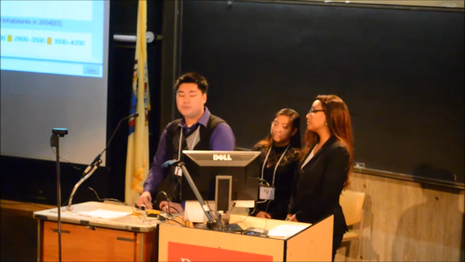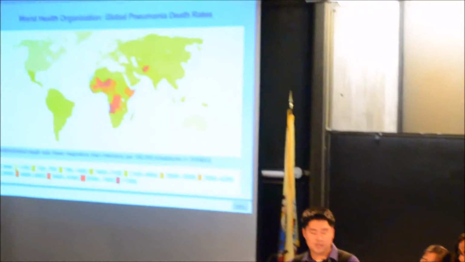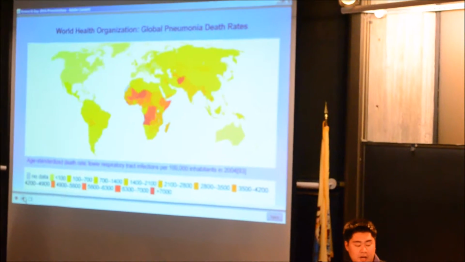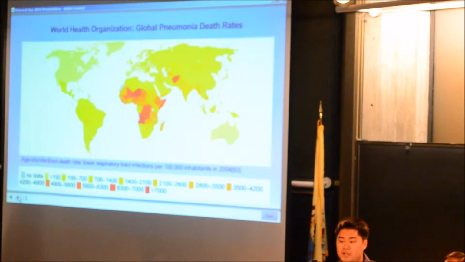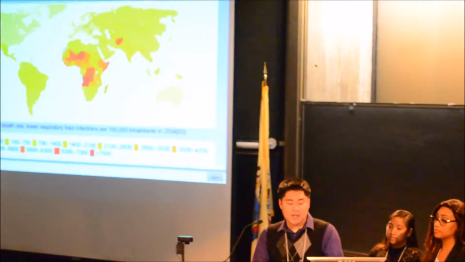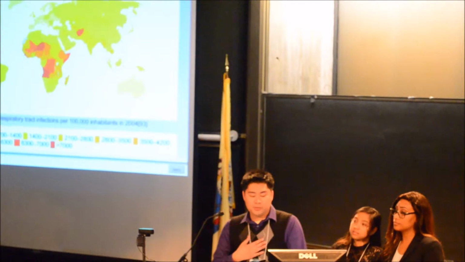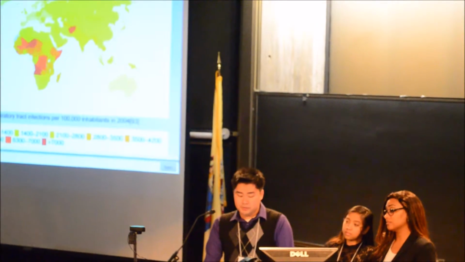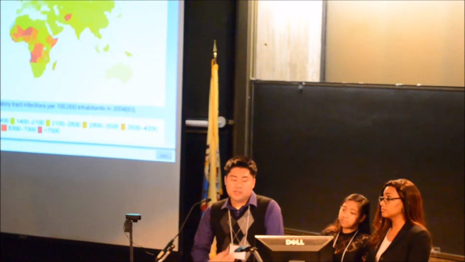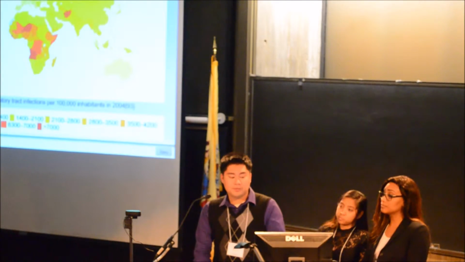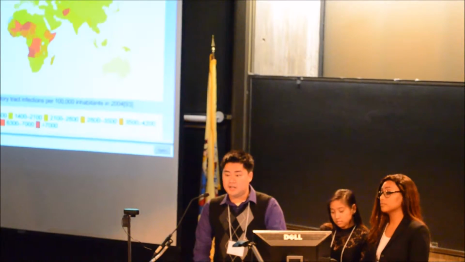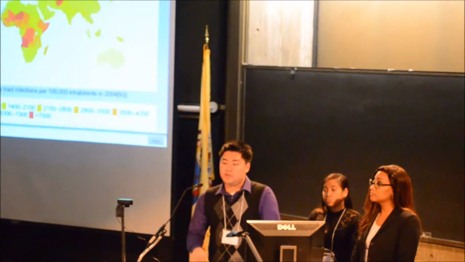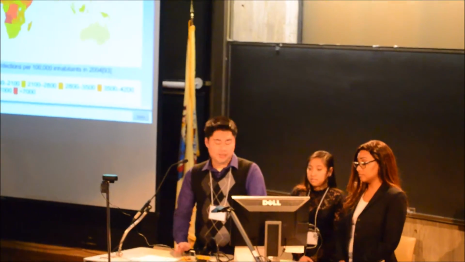So this map is actually from the World Health Organization. It's the global pneumonia death rates, and as you can see here in America, there's less than 100 deaths per 100,000 inhabitants. My country, which is the Philippines, their death rate is actually 1,400 to 2,100 deaths per 100,000 people. The studies that we're referencing came from Egypt, Malaysia, and Thailand. So they're all countries that don't necessarily have the same prevention methods that we have here, and it's not necessarily up to date as it is here.